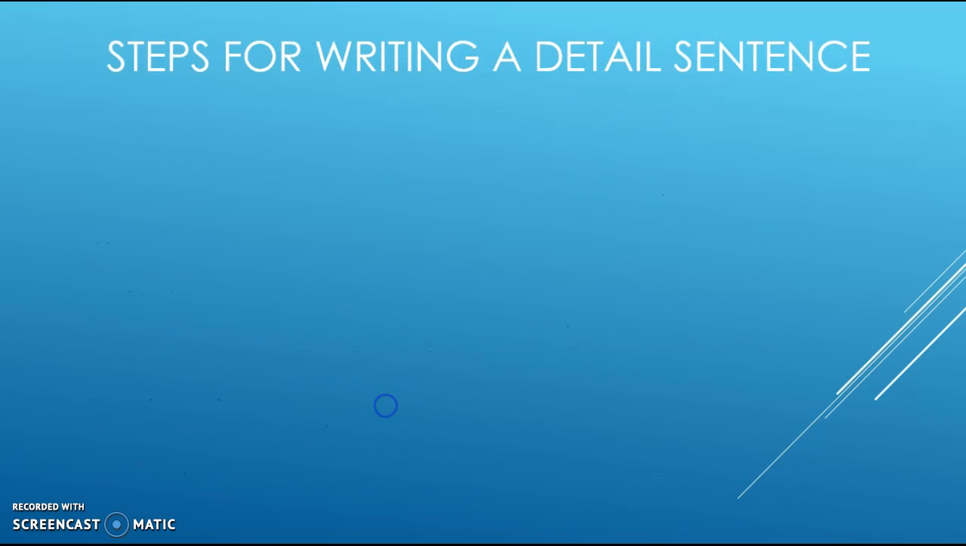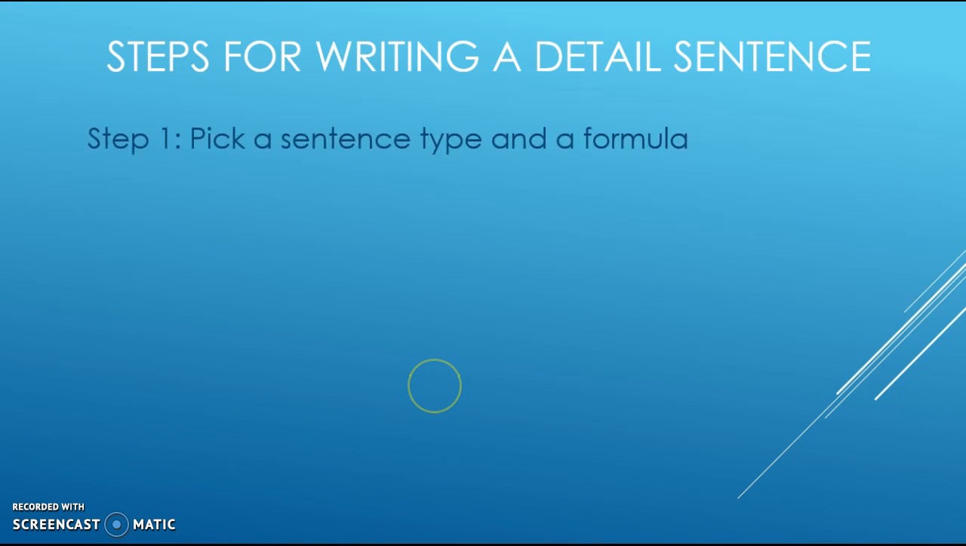All right, so we want to review our detail sentences as we go through this next thing. So let's write a topic sentence for this paragraph. What's the first step we should follow when writing a topic sentence? So we need to pick the sentence type in a formula. And remember that we're going to need to do that in our lead off and our detail sentences also.